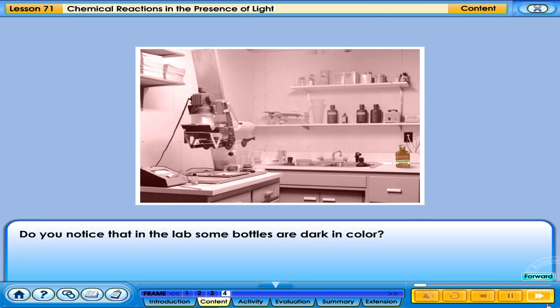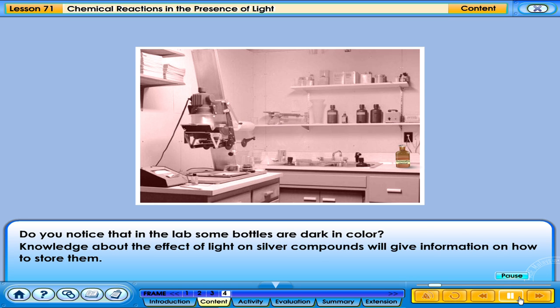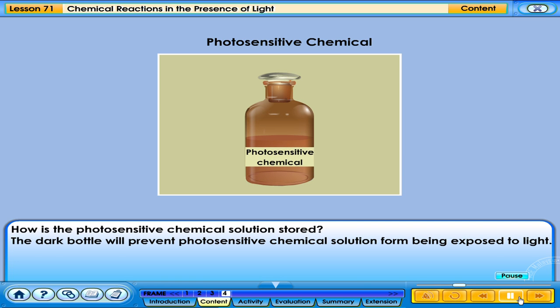Do you notice that in the lab some bottles are dark in color? Knowledge about the effect of light on silver compounds will give information on how to store them. How is the photosensitive chemical solution stored? The dark bottle will prevent photosensitive chemical solution from being exposed to light. This will make the photosensitive chemical last longer.